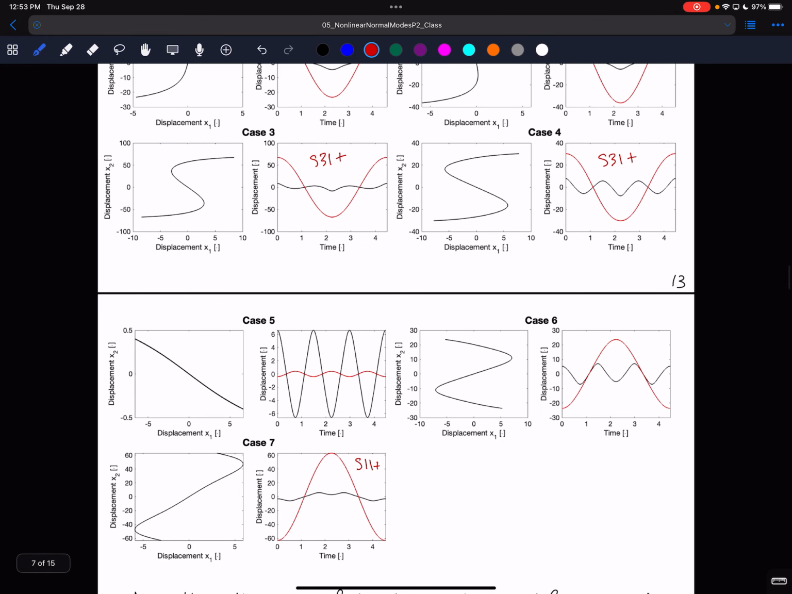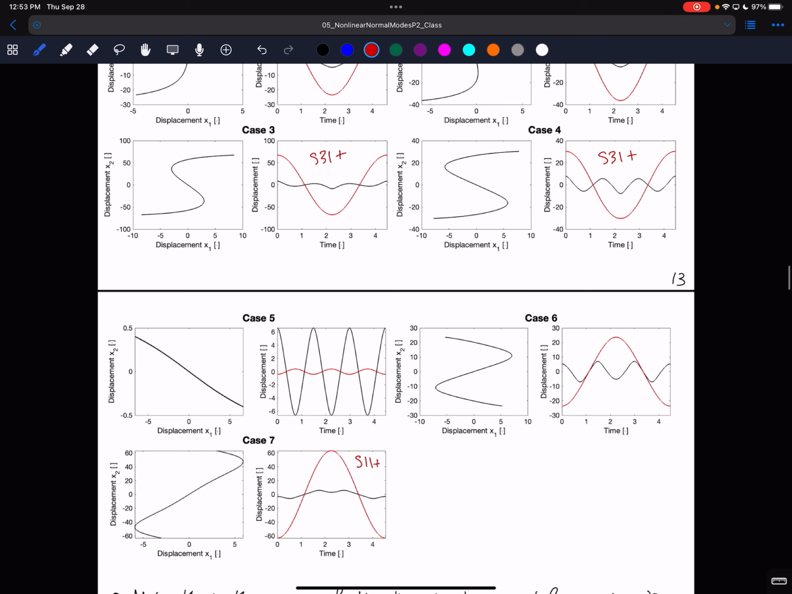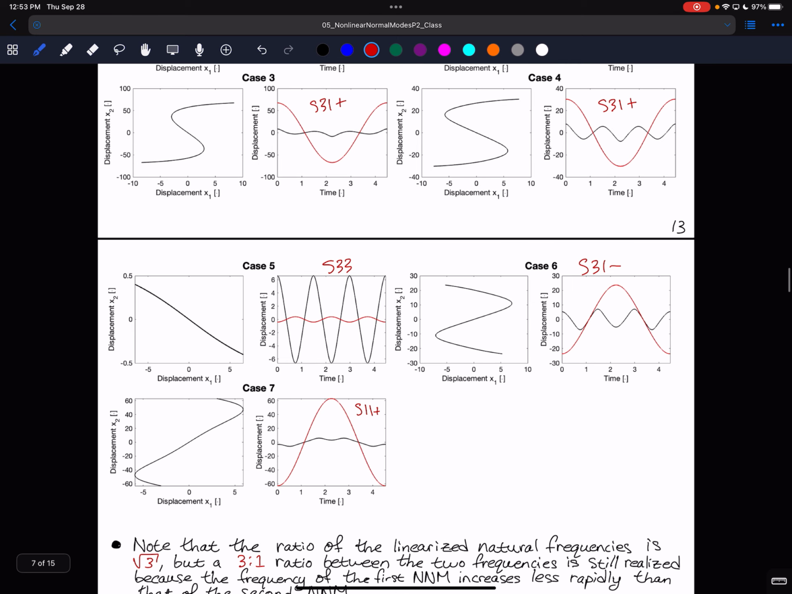So in case 5, this should be an S33. Case 6, you could say is S31 minus, and here they're starting with opposite signs, but they're not necessarily oscillating in phase or out of phase. And then the last case, case 7, goes back to S11.